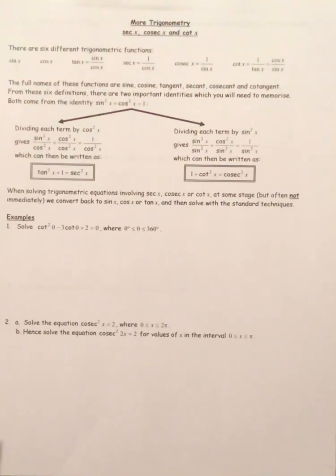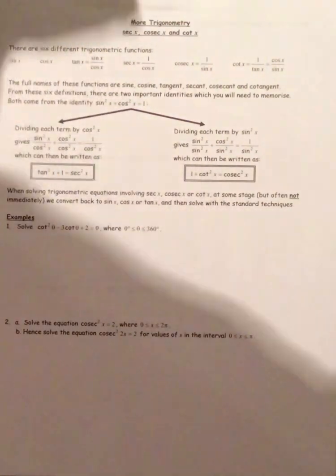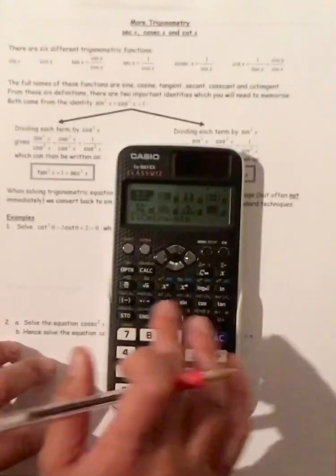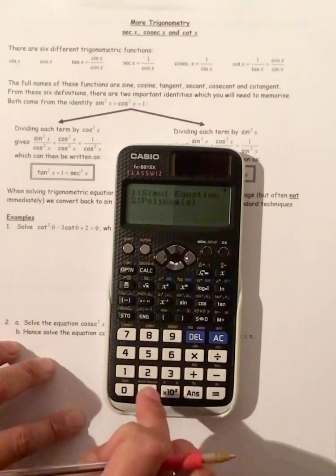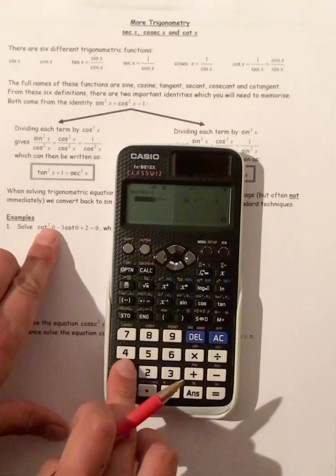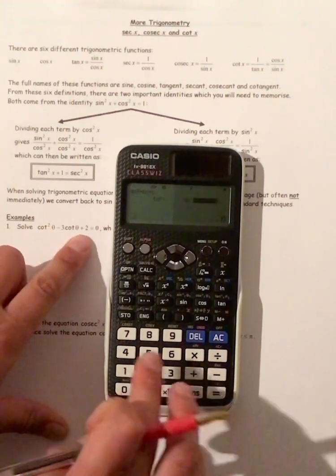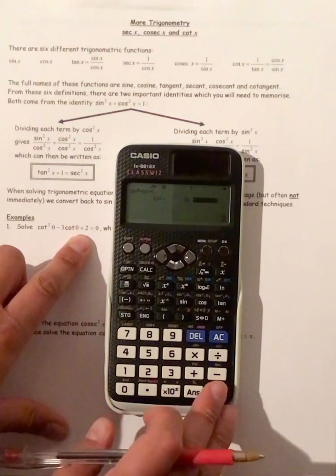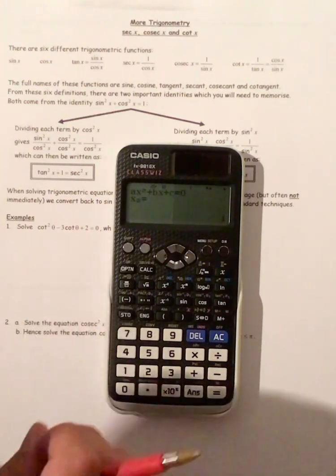So we've got cot squared theta minus 3 cot theta plus 2 equals 0. Now you can either solve that straight away on your calculator, by going into the equations option, which is option A, and it's a quadratic, so a polynomial of degree 2. We've got 1 of the squared variable, minus 3 of the variable, and 2 as our constant, and it will give us the values 2 and 1.